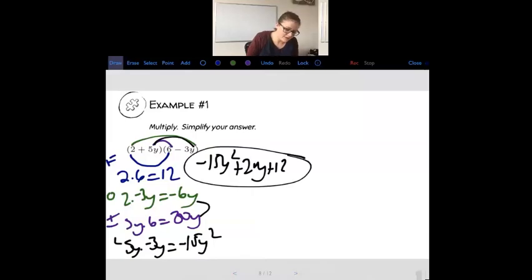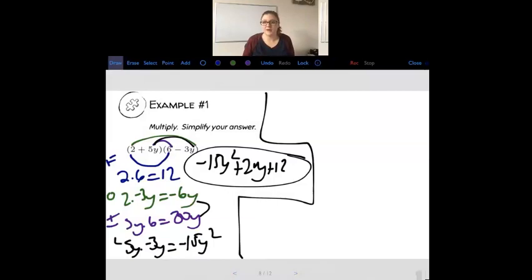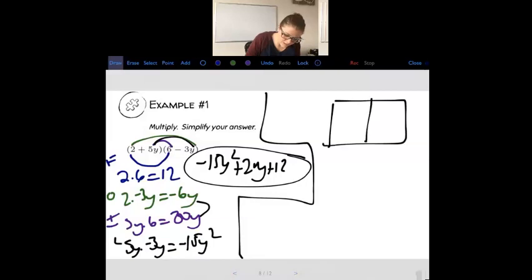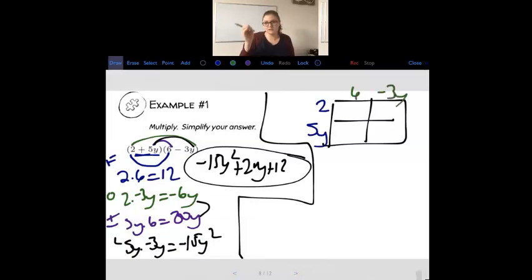Okay. Another way you could do this problem is by setting up a box, and this will work no matter how many terms are in each polynomial. So I'm going to set up my box here. And so this 2 and 5y, so I'm going to put 2, 5y, so I'm essentially separating out the terms. And this is going to be 6 and then negative 3y. So what you do to get each term in the box is you multiply.